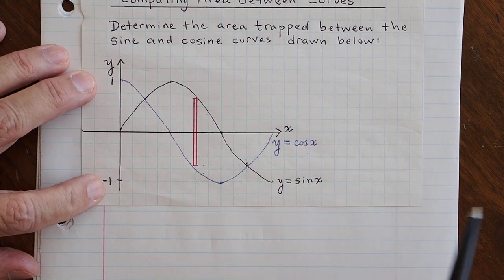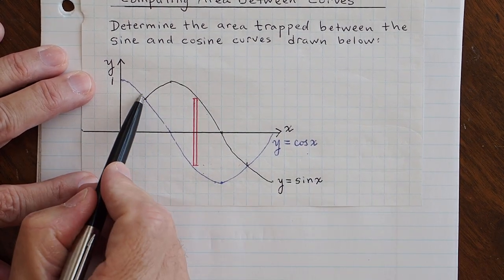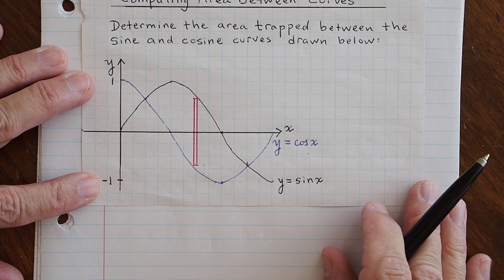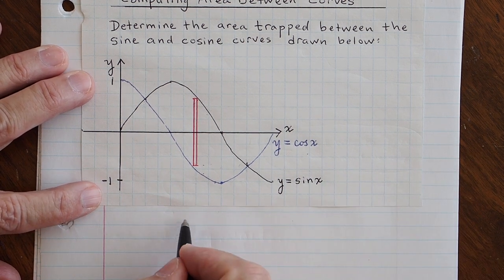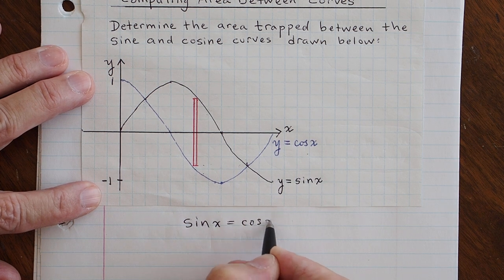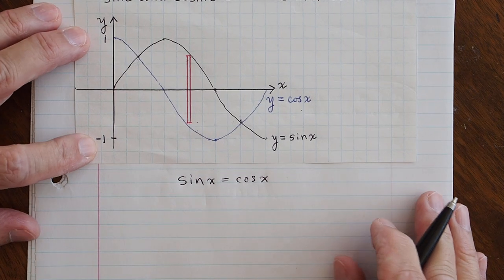The first step in doing these questions is to find where the curves intersect. That will tell you your integration bounds for the step after that. To begin that, set the equations equal. Sine x equal to cos x. We need to solve for x.